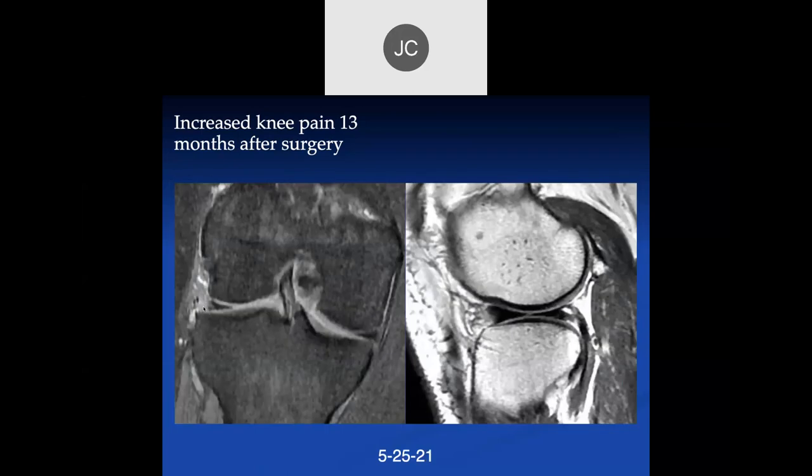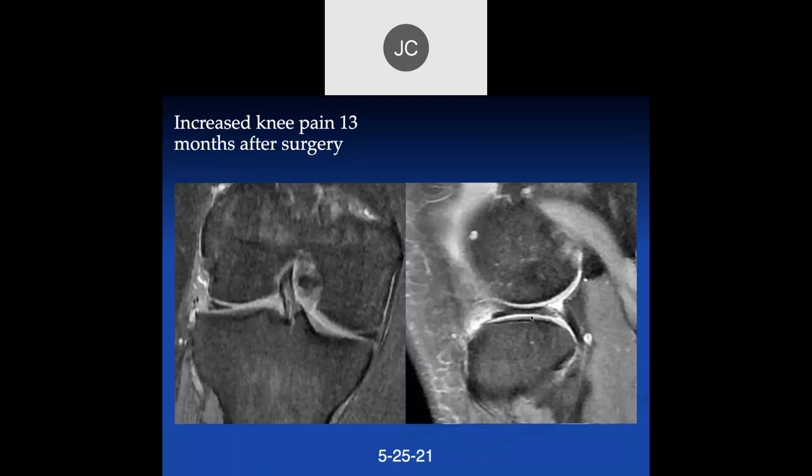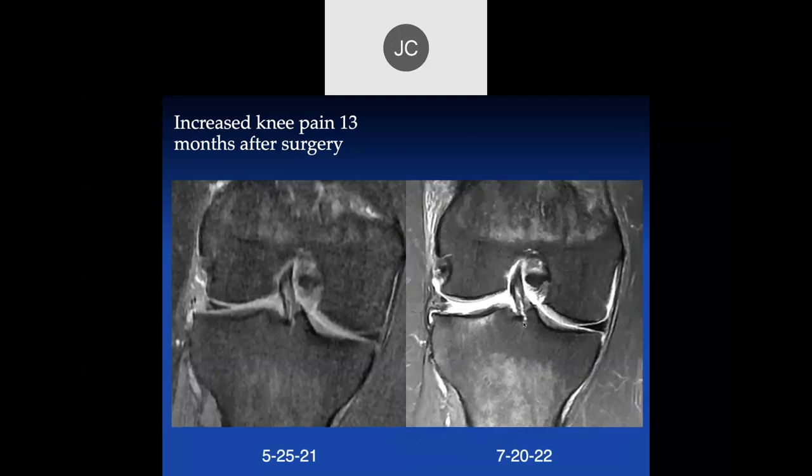Now if we go back, here's before the prior surgery. So what do you think's going on here? There was a small peripheral tear in the body, and a little free edge tear probably there. But you can see the bulk of the meniscus was intact, and the articular cartilages look like they're intact at that time.